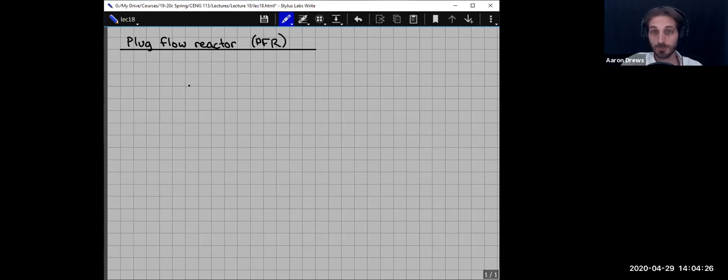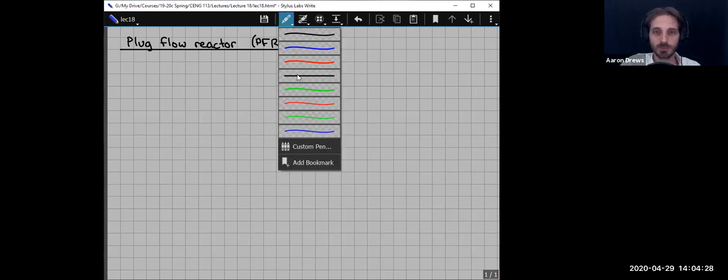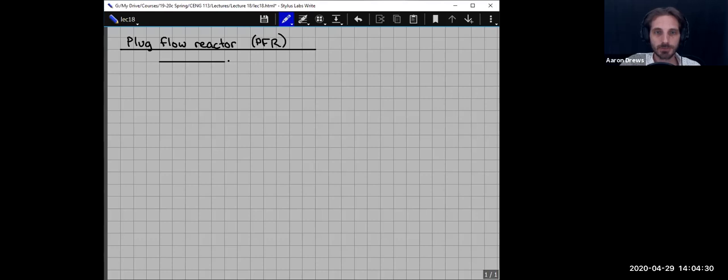If you've never built a plug flow reactor before, I don't blame you. However, they are really easy to build. At least in concept, they are very easy to build. A plug flow reactor is a tube. And that's it.